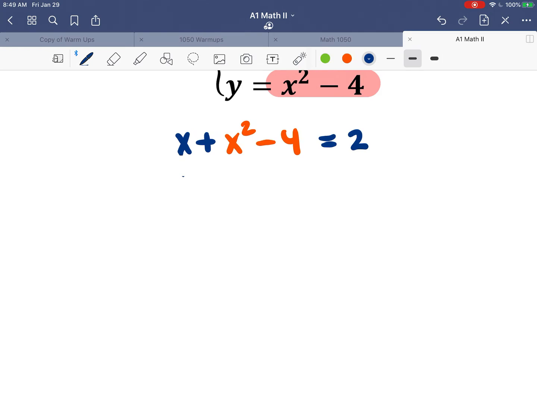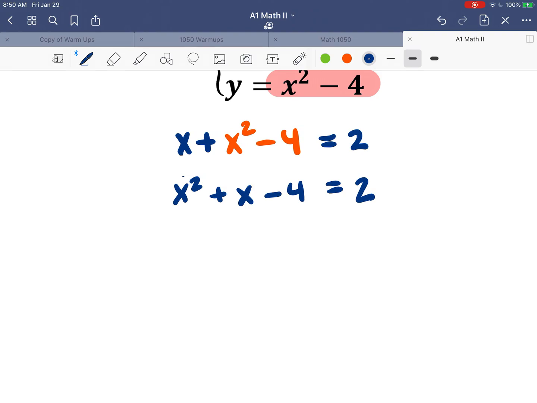First thing I'm going to do is rearrange it so the x squared comes first, because we're very used to seeing x squared first, then x in the middle, and then the number last. So I'm just going to change the order there to make it look like that. I just switched them. I didn't do any algebra, I just moved them around.